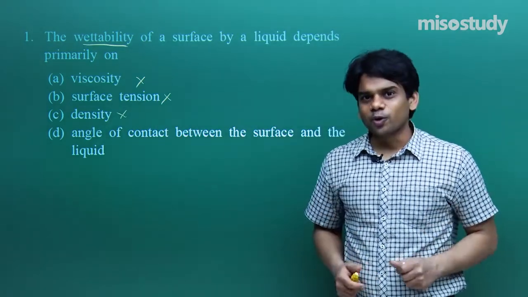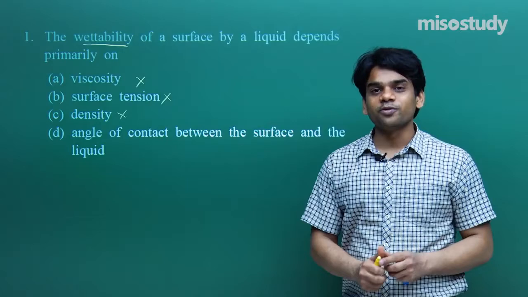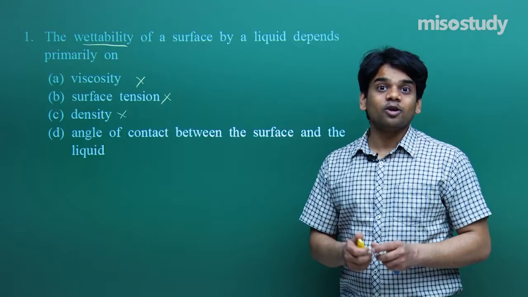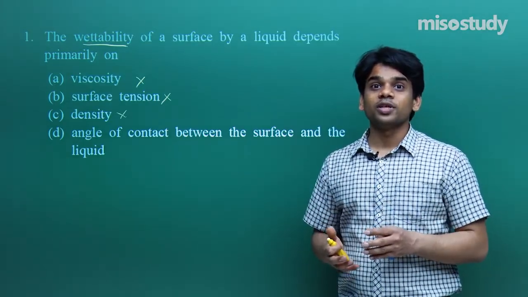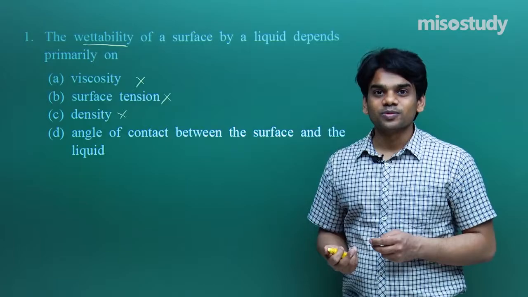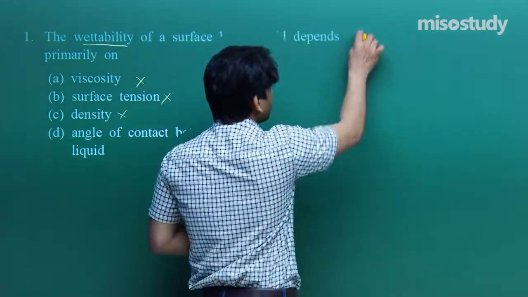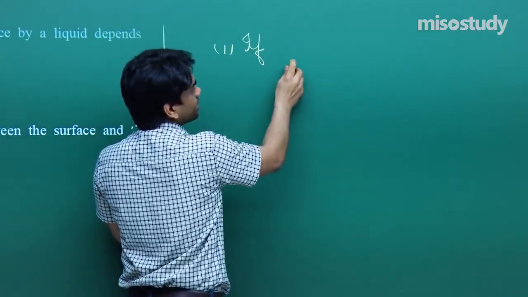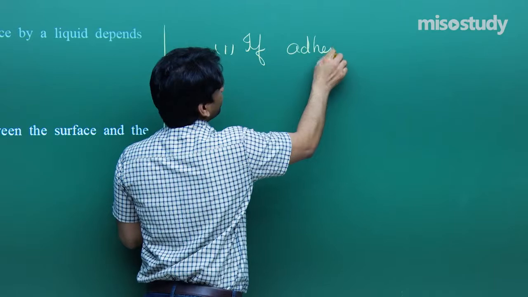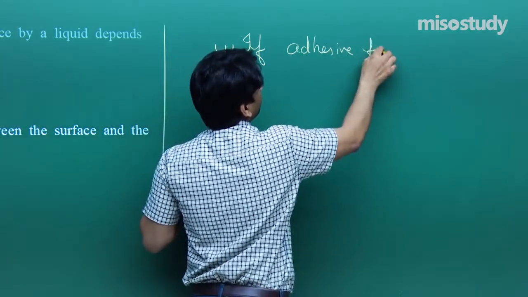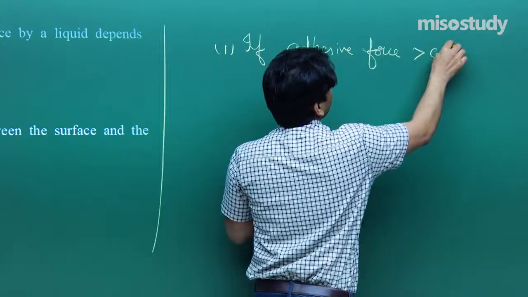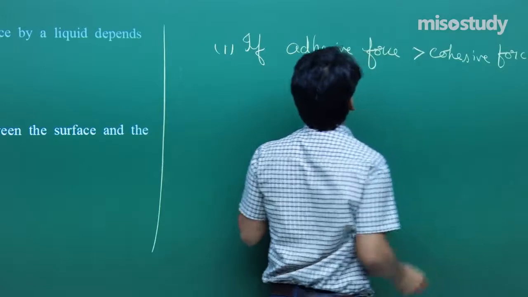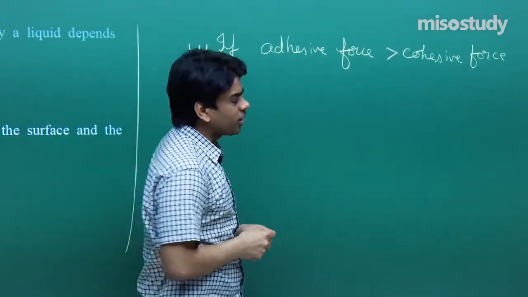How can you think of that? We all know that I have told you, if the adhesive force is more than the cohesive force, the angle of contact will be acute, less than 90 degrees. And if the cohesive force is more than the adhesive force, then the angle of contact will be obtuse. So let me write down those two points about adhesive force and cohesive force. First, if adhesive force is greater than cohesive force, the angle of contact will be acute.